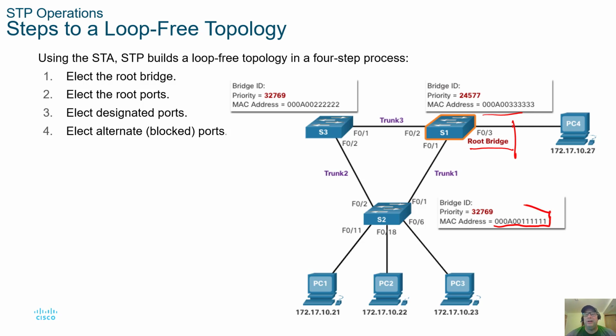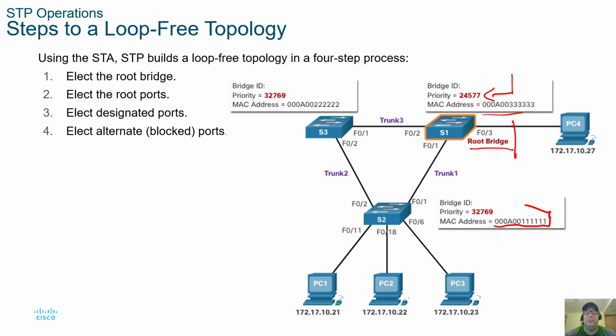Now, someone has gone in and changed the priority value of switch 1 to a lower number. The default priority value for any given switch is going to be 32,768 plus the VLAN number. So in this case, this is VLAN 1. So these ones all came up at 32,769. That's the default value.